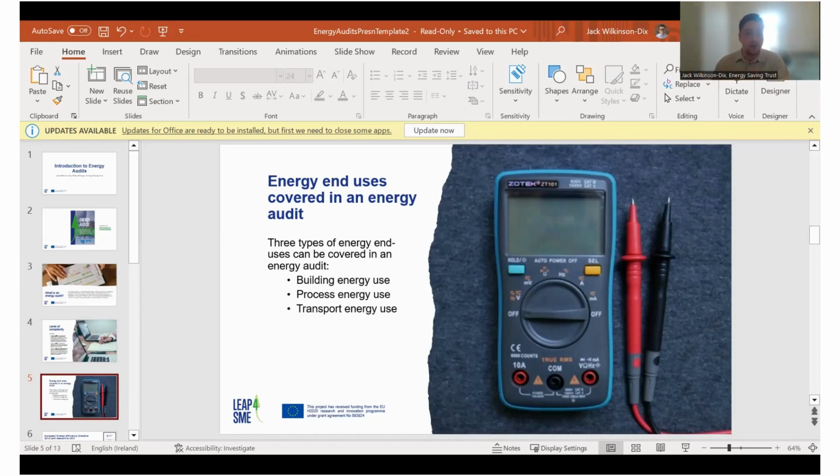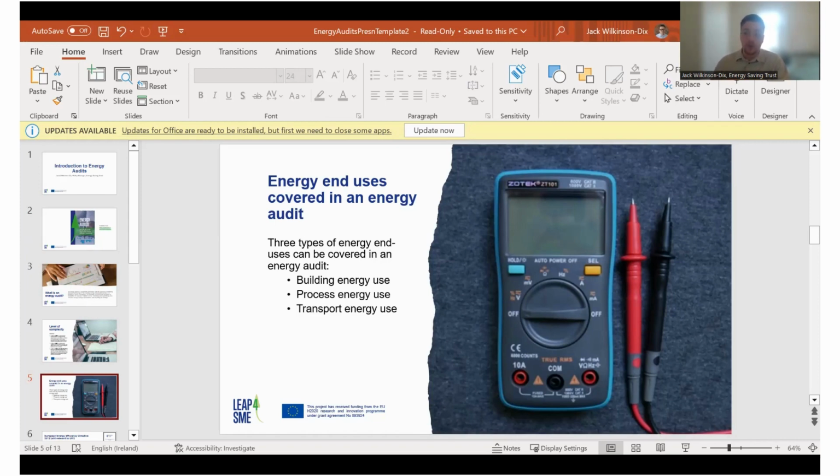So when we talk about building energy use, it can be a little bit more complex than what we might consider for a residential audit. For businesses that don't rely on transportation or have high process energy, so lots of businesses in the service sector, for instance, an audit that only focuses on building energy use may be sufficient.